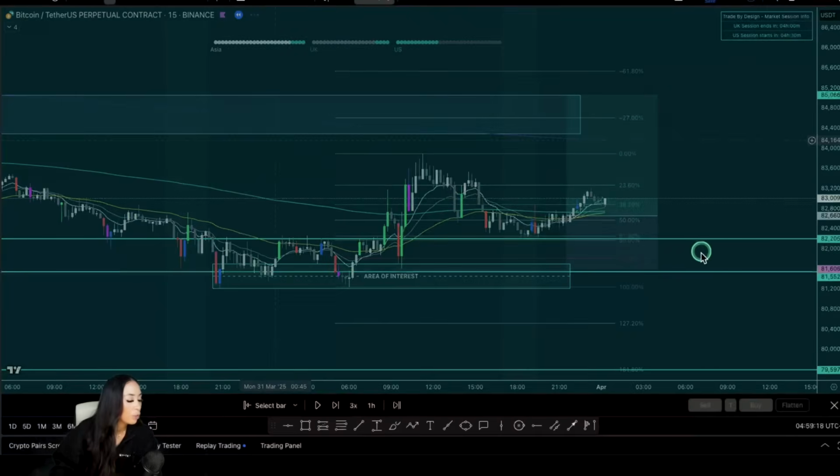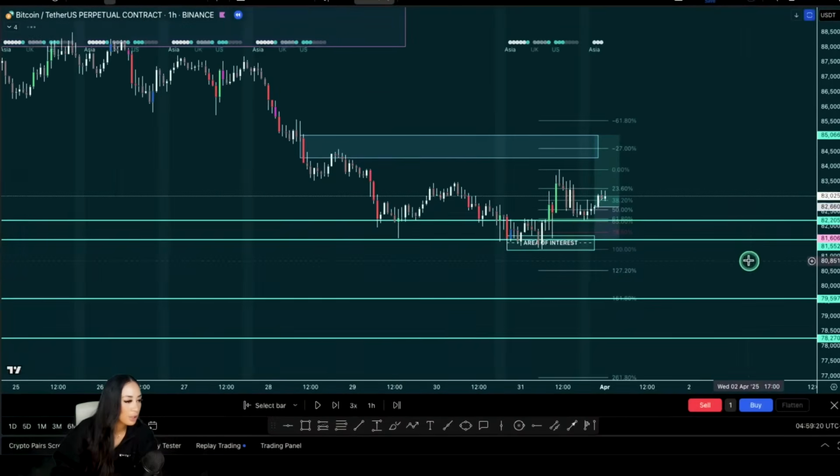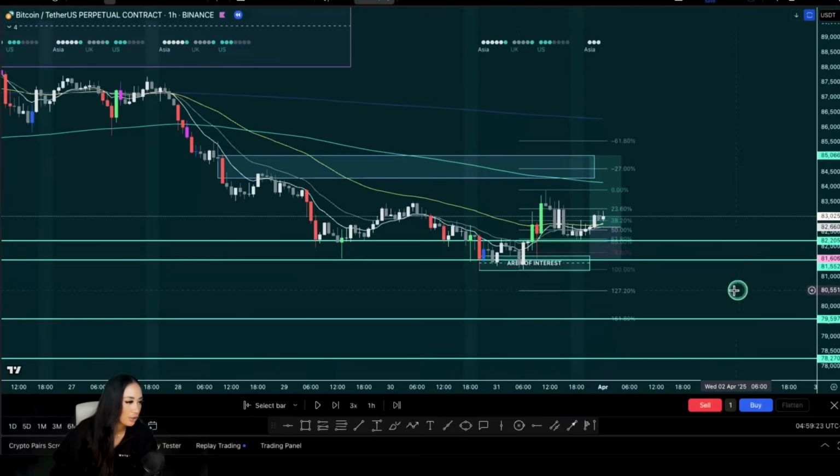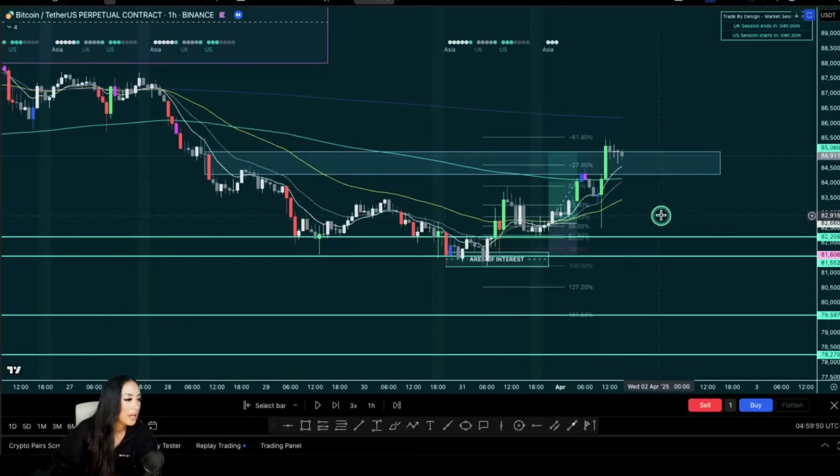Now I'm going to go back out to the 1 hour time frame because we are just using the 15-minute time frame for our entries. Price has reached our target point and now we would exit.